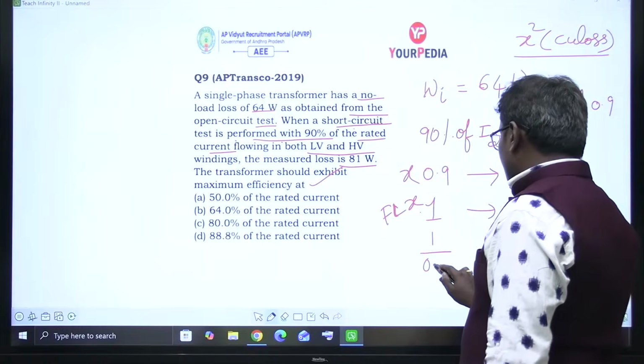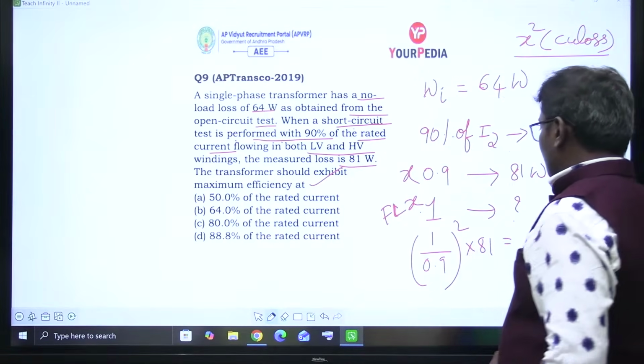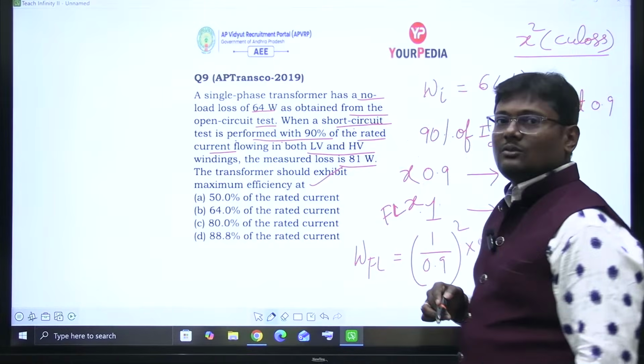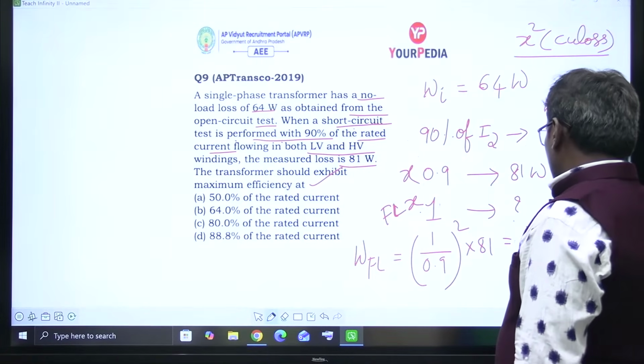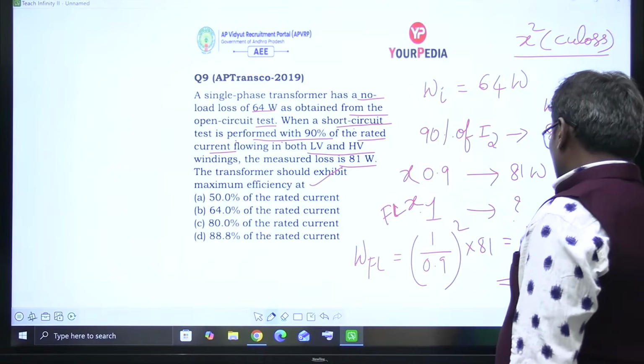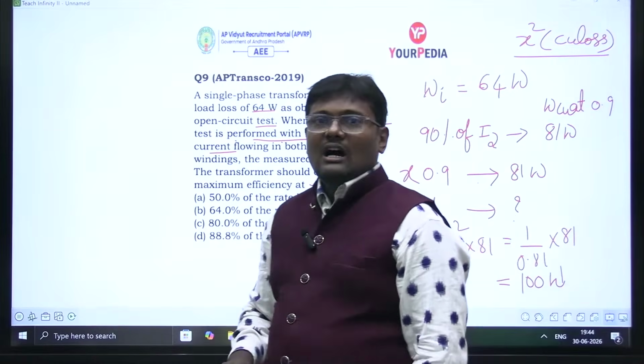So 1 by 0.9 whole square into 81, that should be equal to, what is this one? Full load copper loss, sir. Full load copper loss. So 1 by 0.81 into 81, that should be equal to 100 watts.